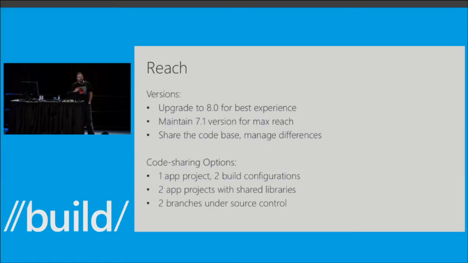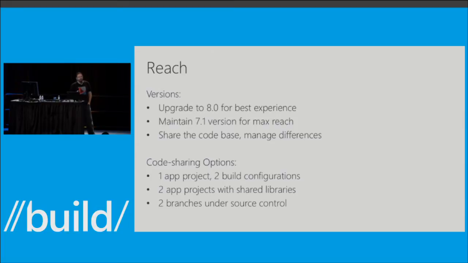However, to really maximize your reach, you also want to maintain your 7.1 application still, because there's a lot of users out there who still run their Windows Phone 7 phone, and you want to reach them as well. You want to provide them with updates and so on and so forth. So for doing that, I think it's really important that you think about a strategy for sharing your code between those two versions of your app, because just completely forking your code and then maintaining 2 or more versions is not something that scales really well.